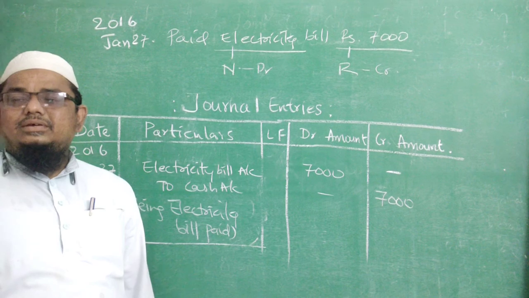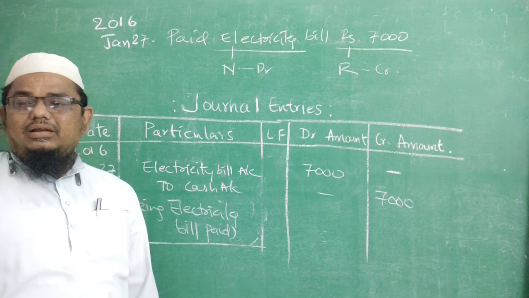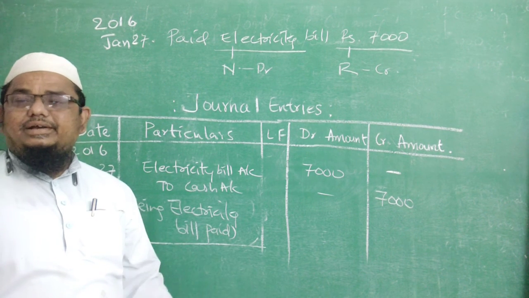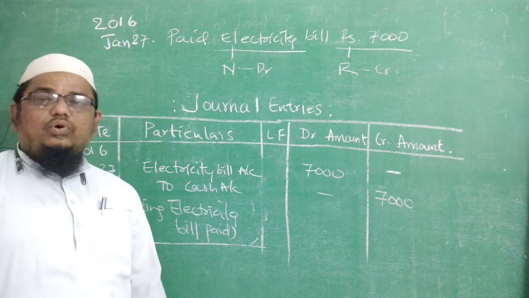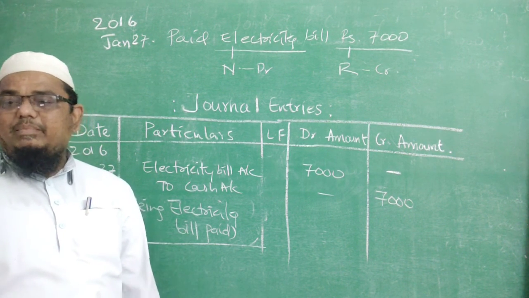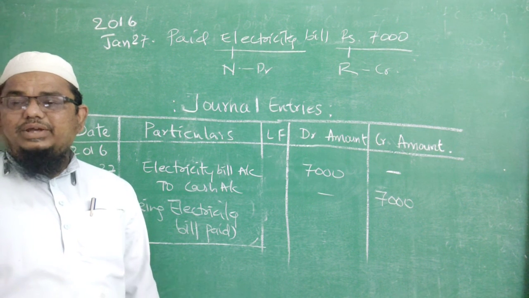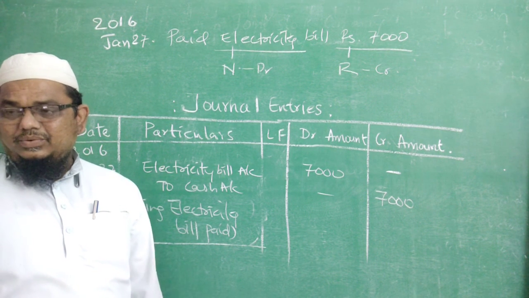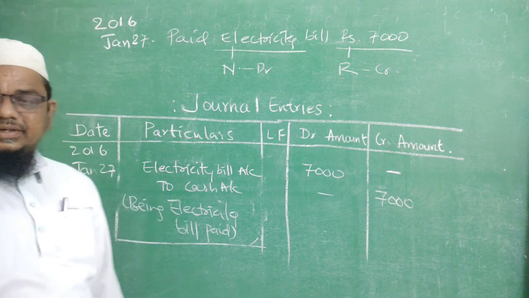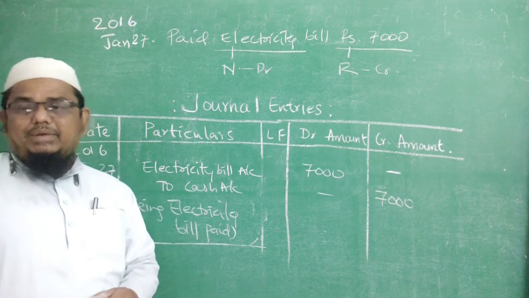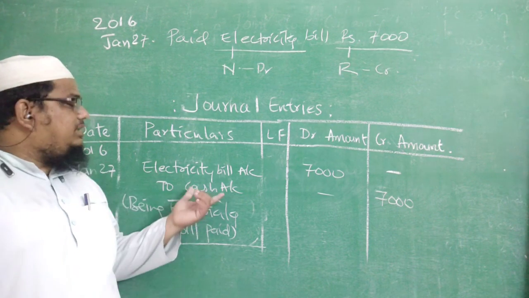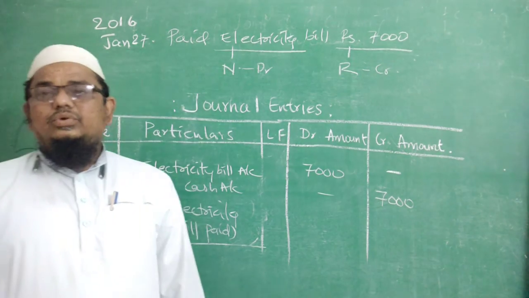See, sometimes we pay the electricity bill by check, or we pay it by PhonePe or Google Pay or Paytm. Sometimes we use net banking. So in all those cases, we are not paying cash. The amount is debited from the bank account. So at that time we will be writing bank here. So let us stop here.